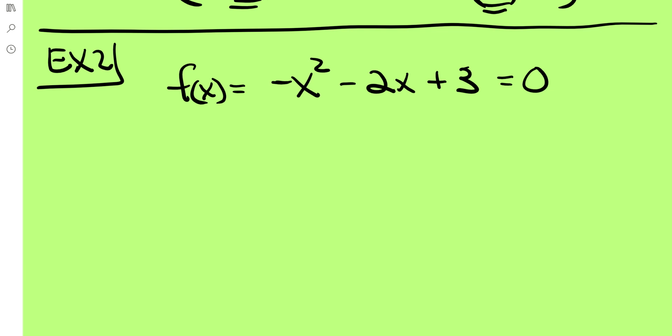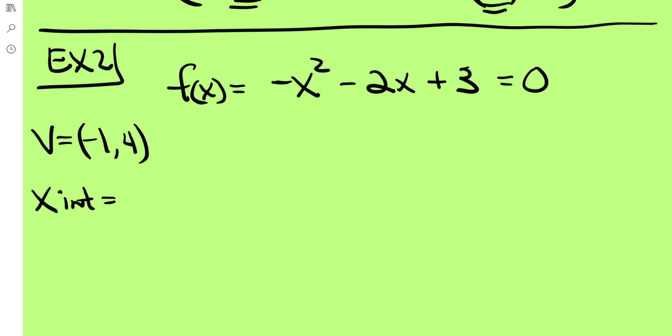Next, I want to find the vertex, which was -1 comma 4. I'll write it down here. All right, next I want to find the x-intercepts, and that's a matter of factoring this problem here, this quadratic.